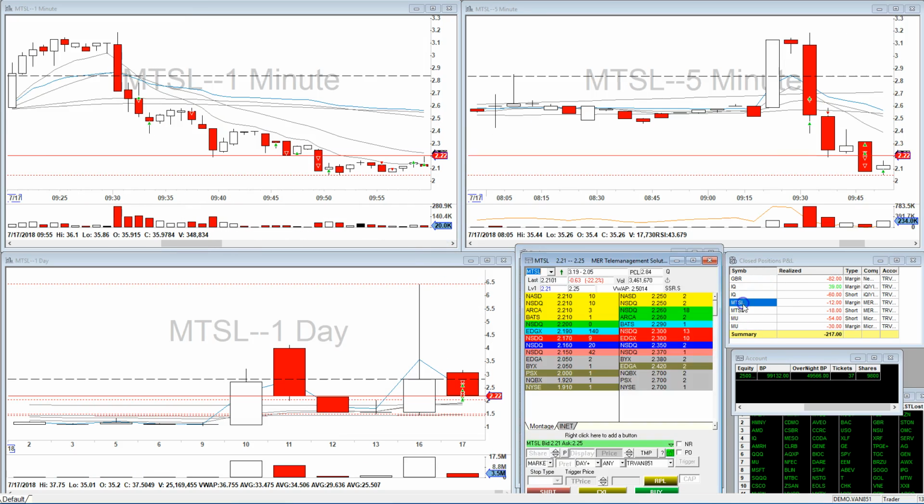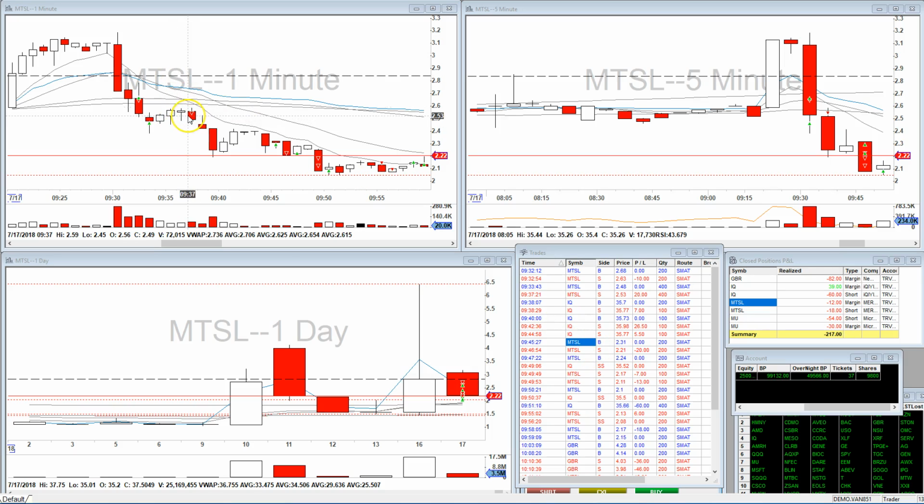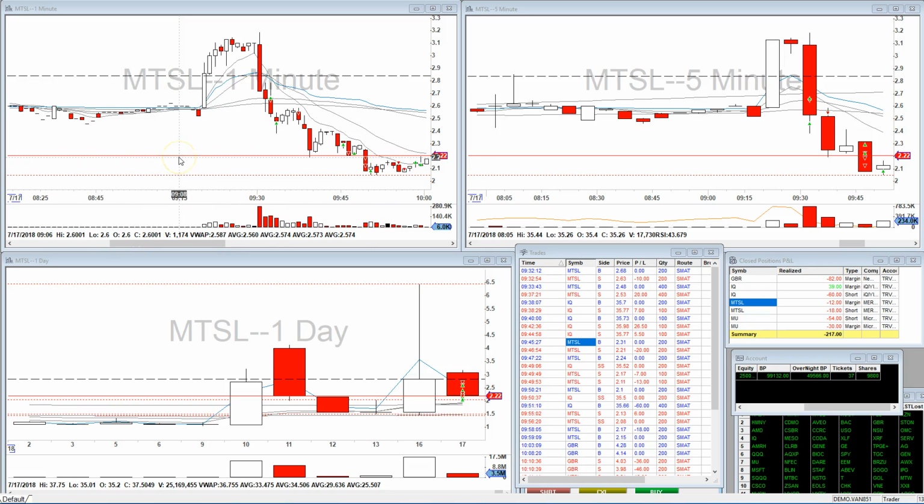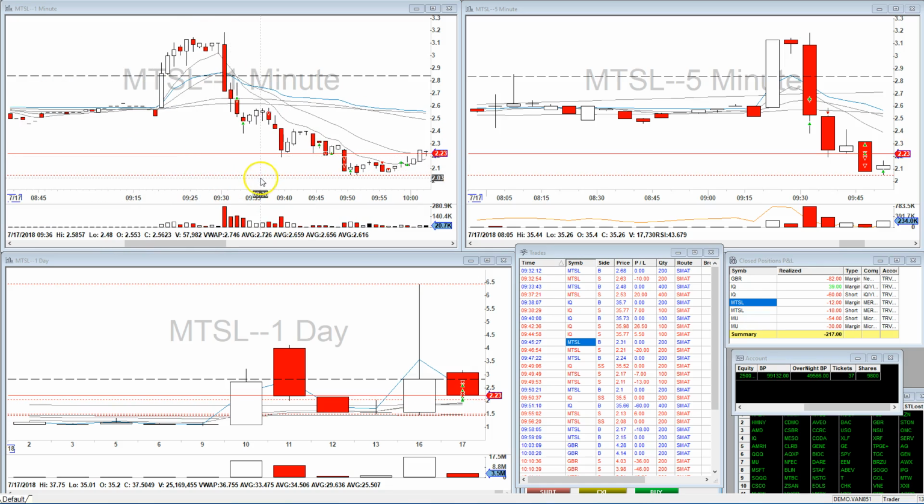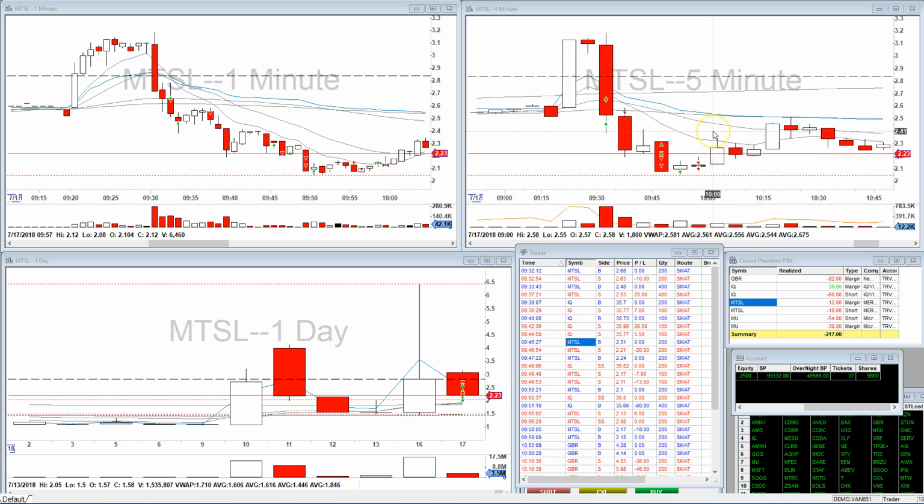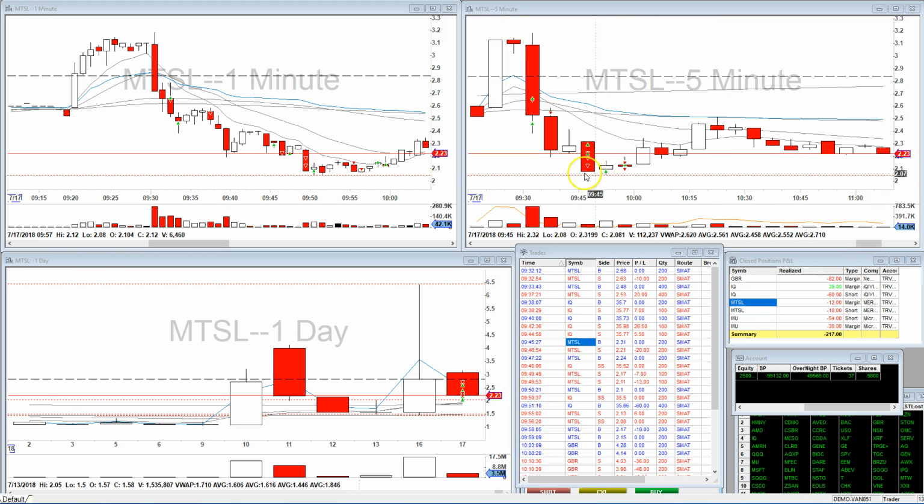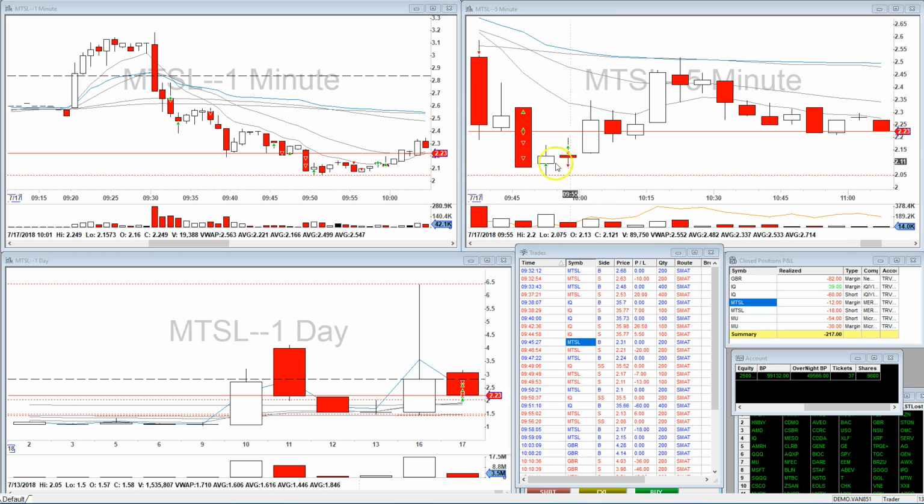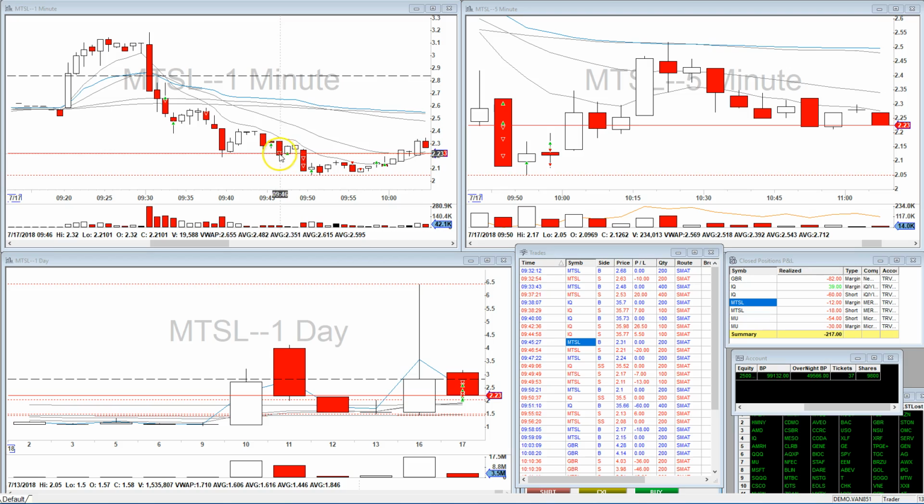Then I went again to MTSL at 231 at 9:45. All right, I took a long here because then again this is another level. I was seeing this acting, I took it as a VWAP reversal because I saw there was no new 5-minute lower low. So I took a long here, but then immediately it bounced here, had to sell it.